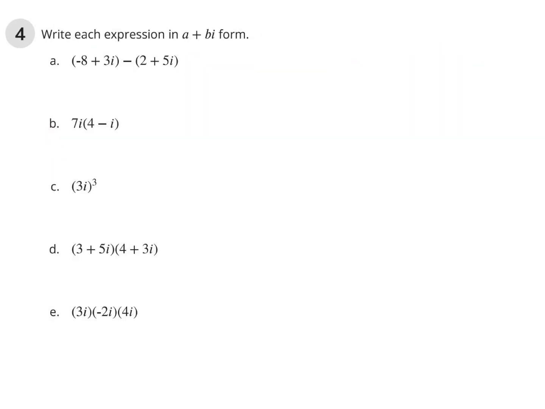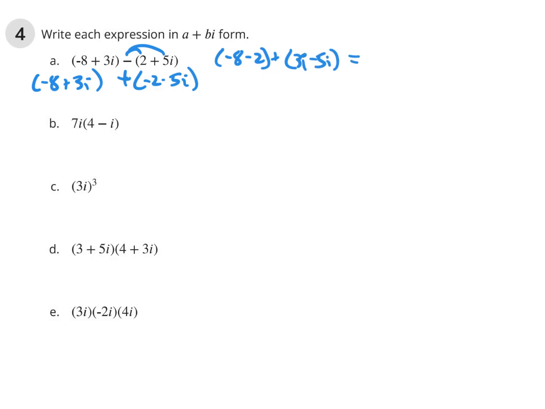Okay, so a negative is outside. Distribute the negative. That's the first thing you do. So write plus negative 2 minus 5i. The reason why I draw the distribution arrows is because I want to make sure that you distribute everything. Distribution means multiply to everything inside. So now after we rewrote everything, put your reals together. Put your imaginaries together. Negative 8 minus 2 is negative 10. 3 minus 5 is negative 2i. I almost wrote a plus there.